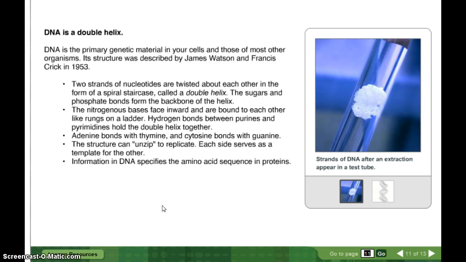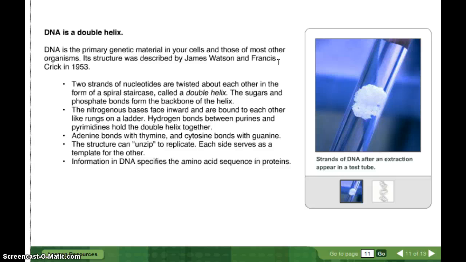DNA is a double helix. DNA is the primary genetic material in your cells and those of most other organisms. Its structure was described by James Watson and Crick in 1953. And it's important to know that while they described it, they did not do the work to actually find it. And so there's been huge debate over who really deserves the credit, including Rosalind Franklin, who actually died because she did all that x-ray work.